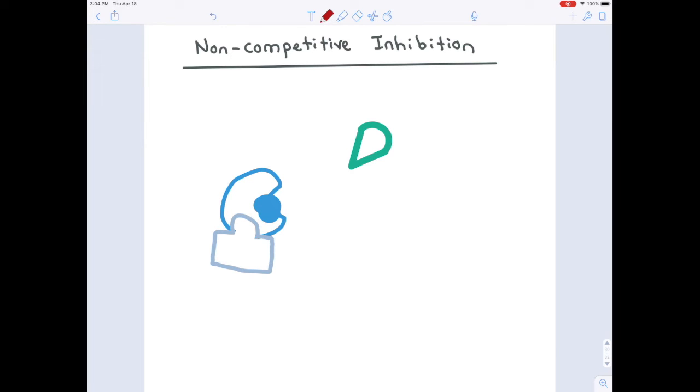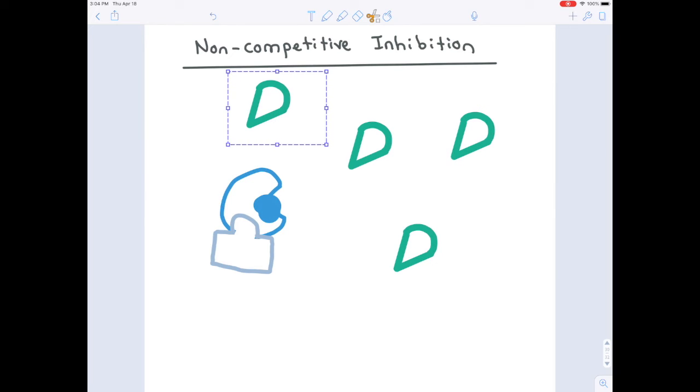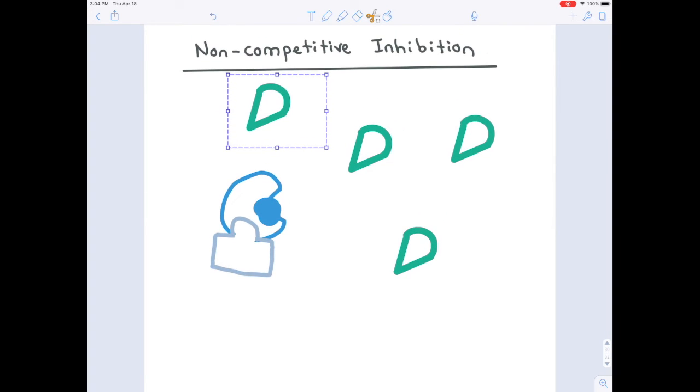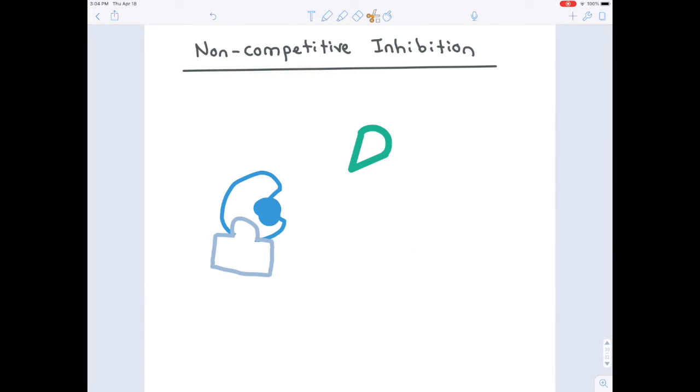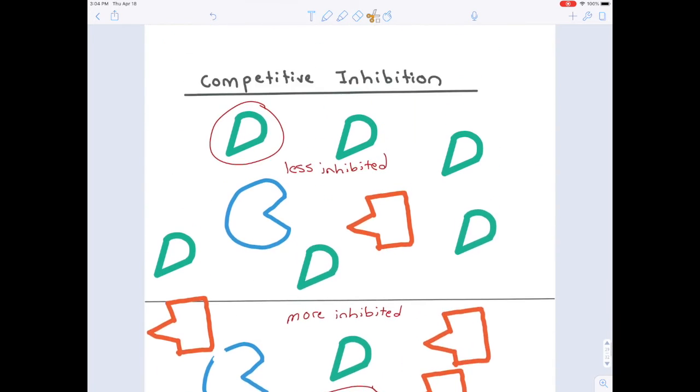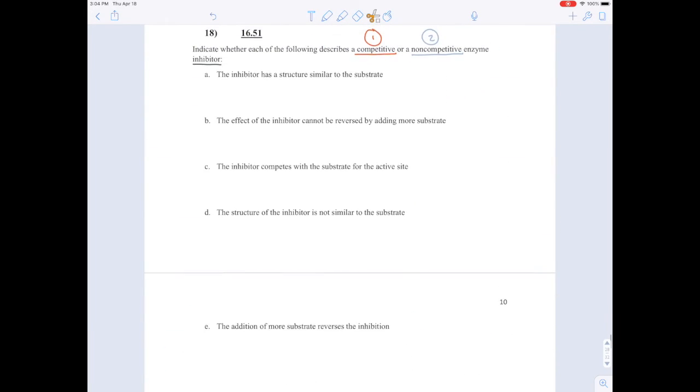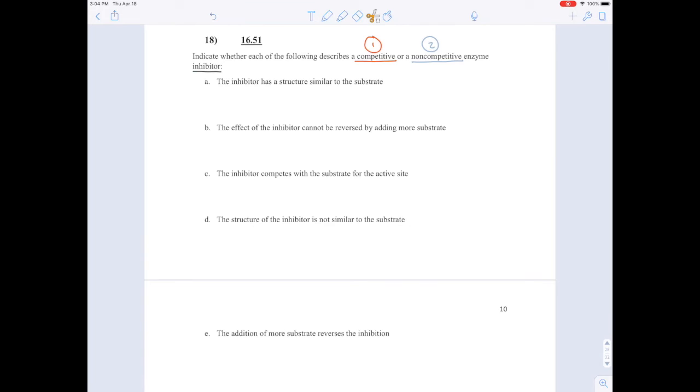It doesn't matter if you increase the concentration of the substrate. If you increase this more, it still won't be able to fit in the active site. It doesn't matter. The reaction won't go. So in this case, the concentration of the substrate does not matter because the substrate and the inhibitor are not competing. So those are the two different types of inhibition, competitive and non-competitive.